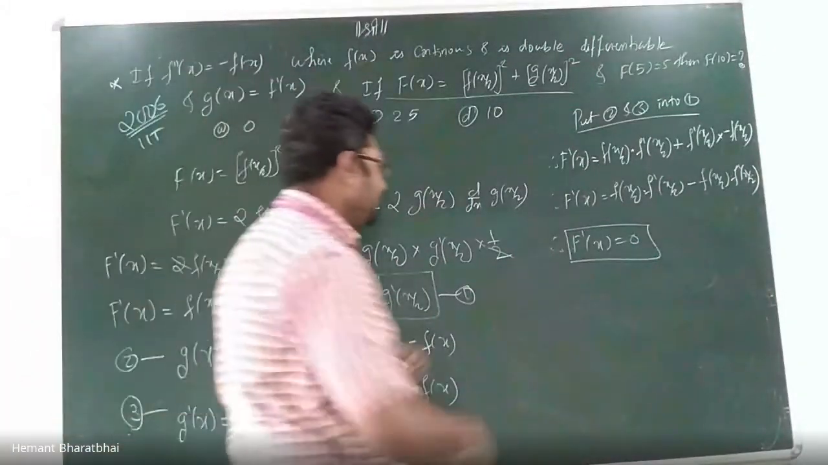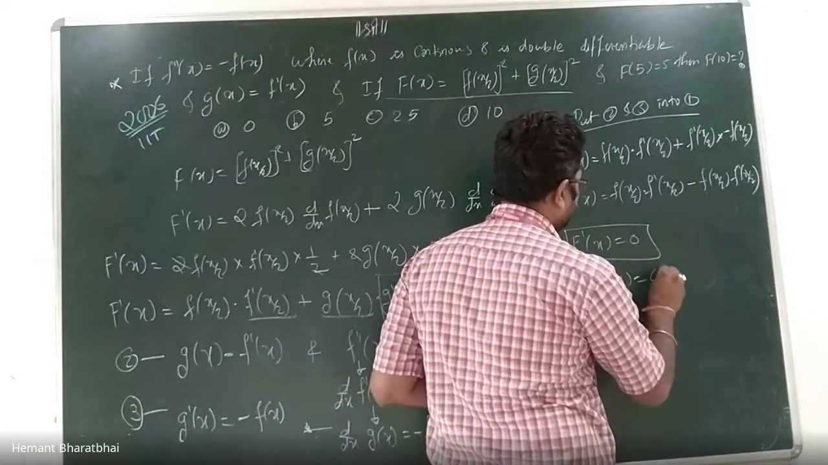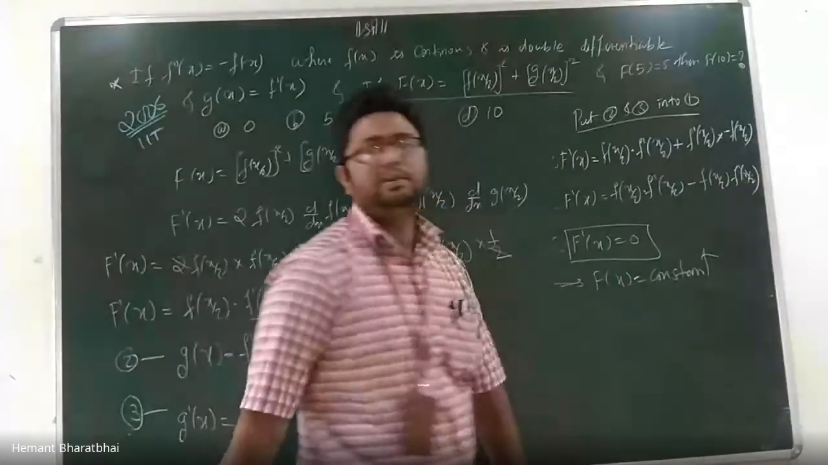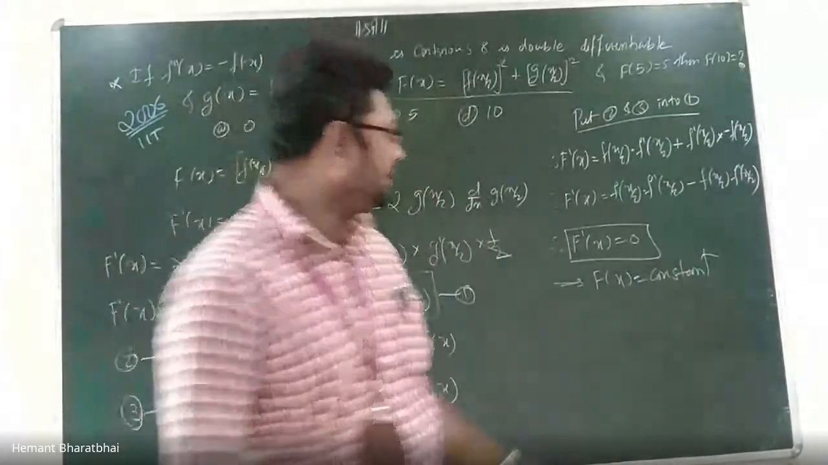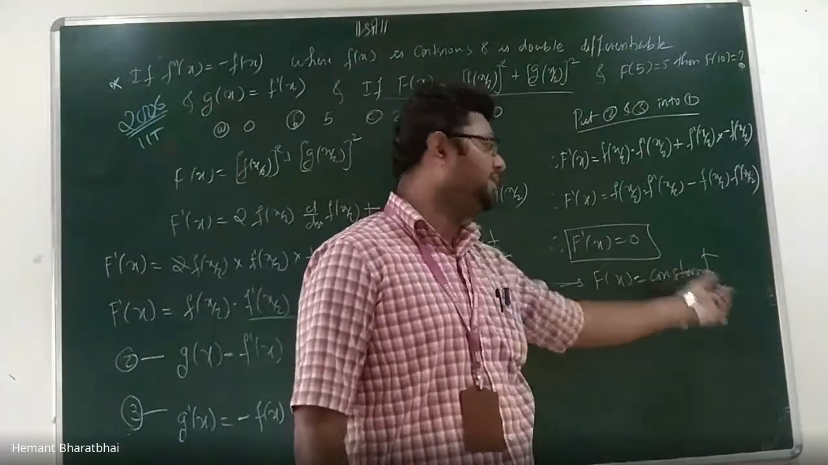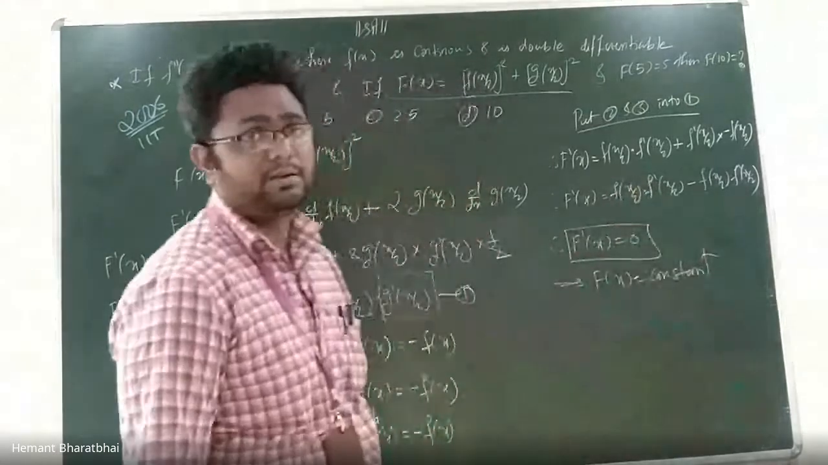What does it imply? It implies that my f of x should be a constant. Then only the derivative will be 0, right? We know that derivative of a constant is 0. So if I'm getting the derivative as 0, which means my f of x should have been constant. Then only my f dash of x will be 0.